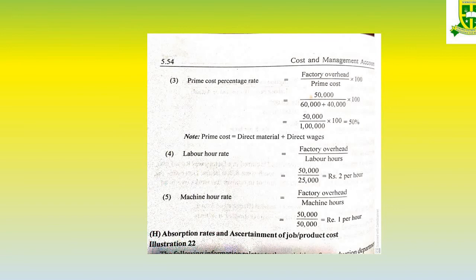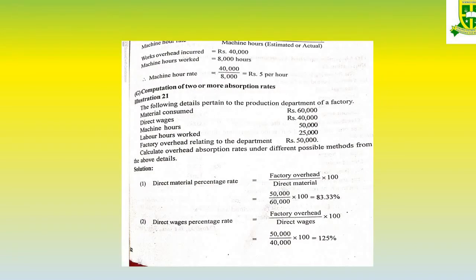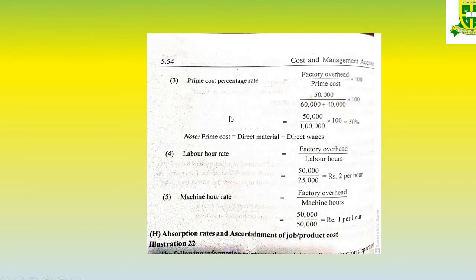The next method is the prime cost method. As we know from the cost sheet, prime cost is direct materials plus direct wages. So 60,000 plus 40,000, the prime cost is 1 lakh. The factory overhead is 50,000, so 50,000 divided by 1 lakh into 100, which is 50 percent. That is how we have to use the prime cost method.